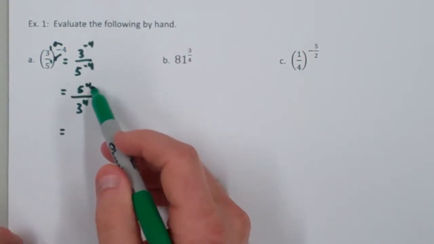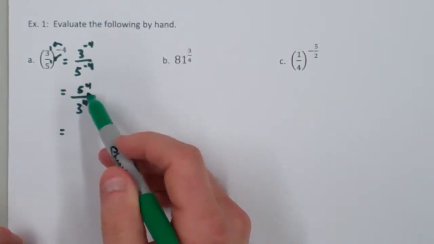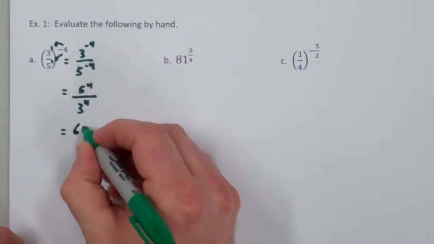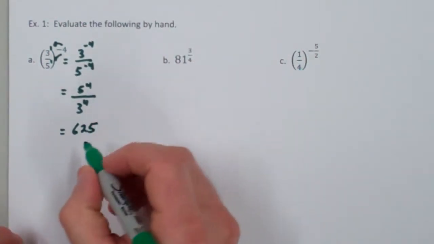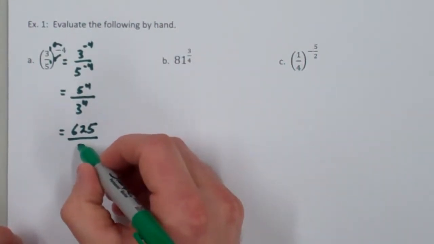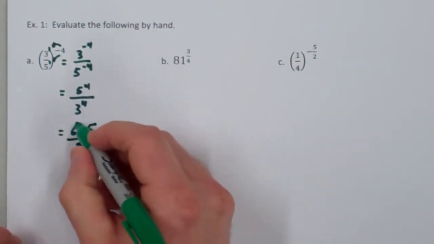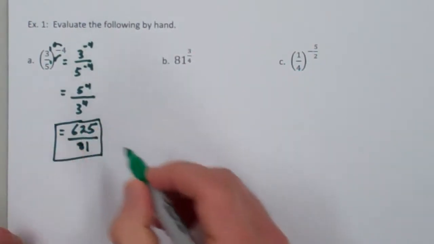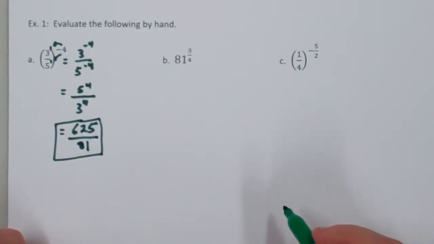So 5 to the 4th is 5 times 5 times 5 times 5. That is 625. 3 to the 4th is 3 times 3 times 3 times 3, which should be 81. So your final answer here should be 625 over 81.